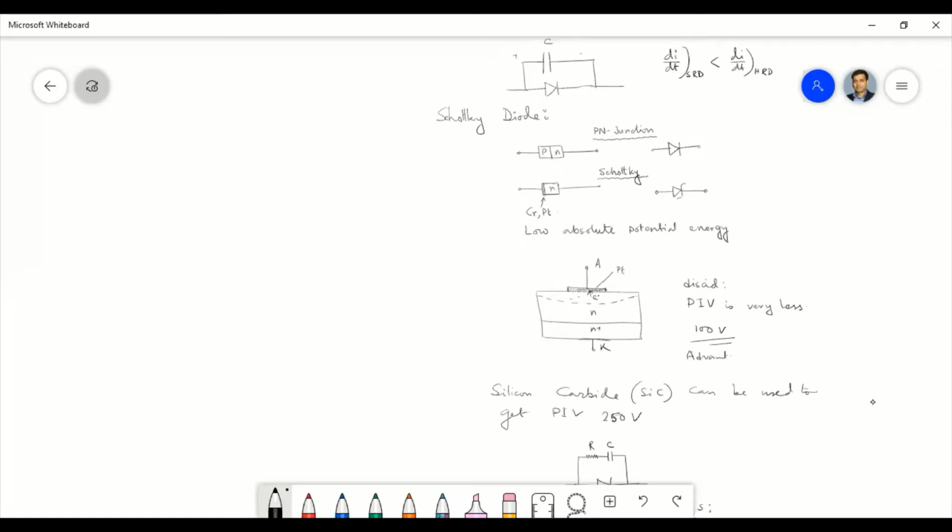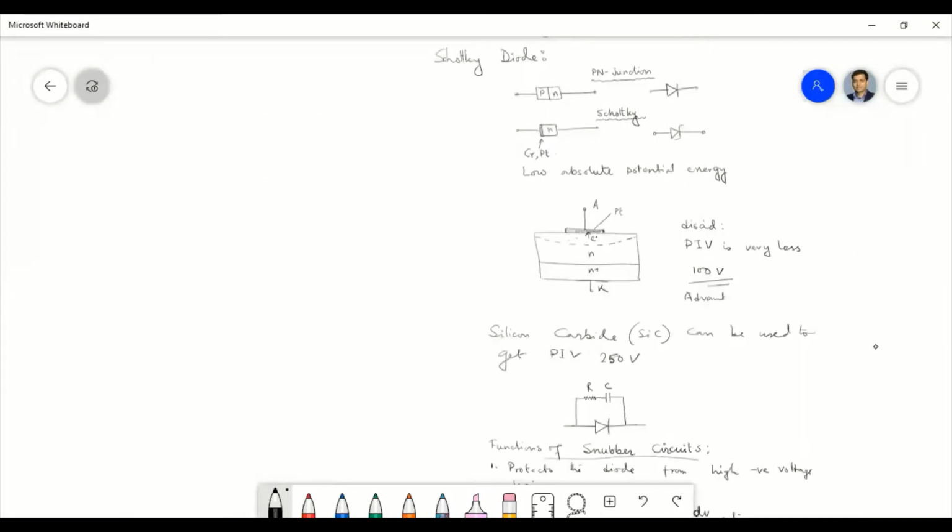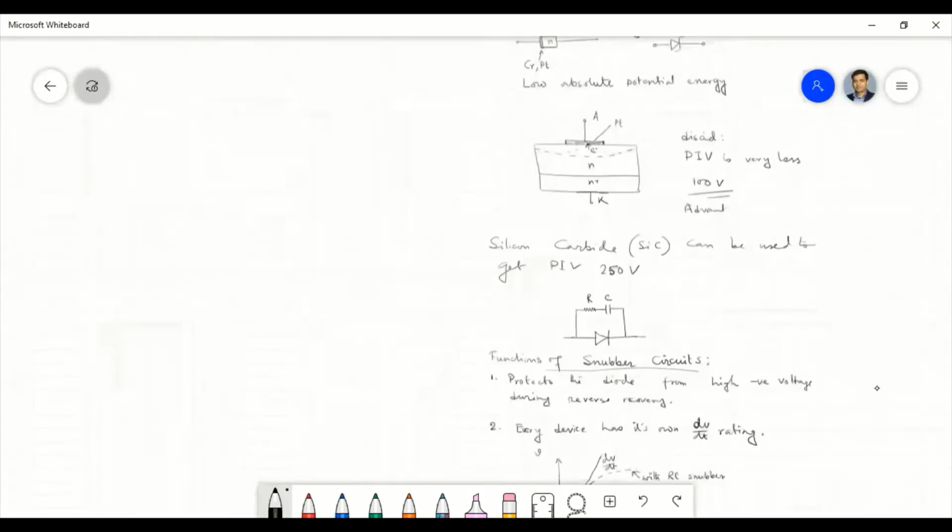The Schottky diode is a majority carrier device, and it doesn't have any P substrate, only an N substrate, and a thin metal plate. The Schottky diode can be used for very fast switching, but it has the problem of low PIV. But if we use a different metal, then we can increase the PIV a little bit.